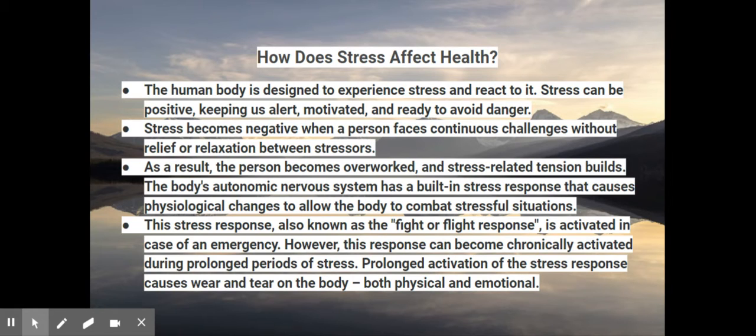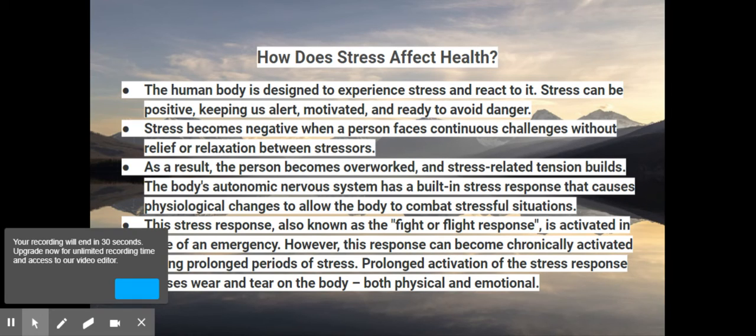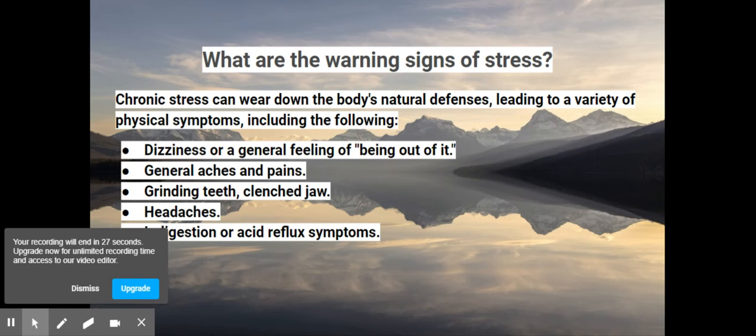The body's autonomic nervous system has a built-in stress response that causes physiological changes to allow the body to combat stressful situations. I'm sure you've heard of this. The stress response is called the fight or flight response. It's activated in case of emergency. However, this response can become chronically activated during prolonged periods of stress. Prolonged activation of the stress response can cause wear and tear on the body, both physical and emotional. I'll stop right here now, and then I'll go over more about stress in the next part.